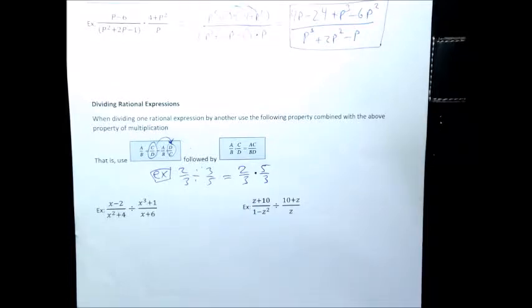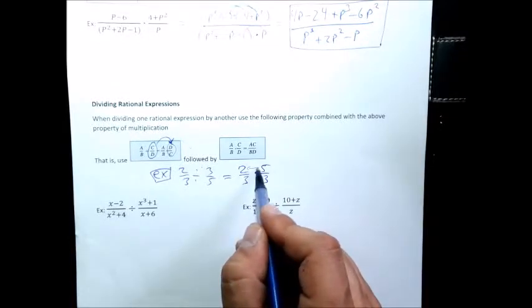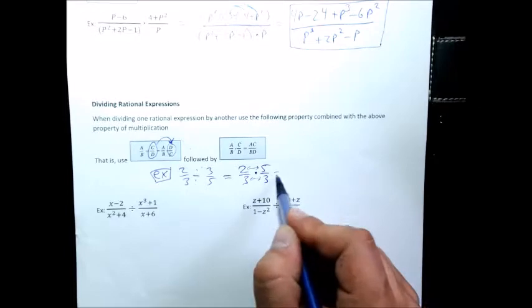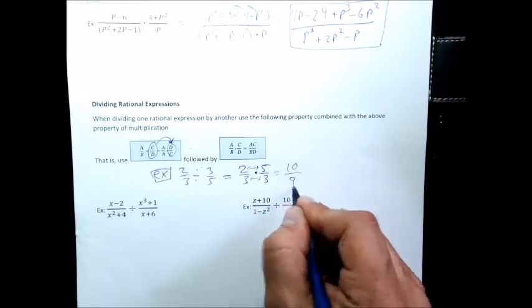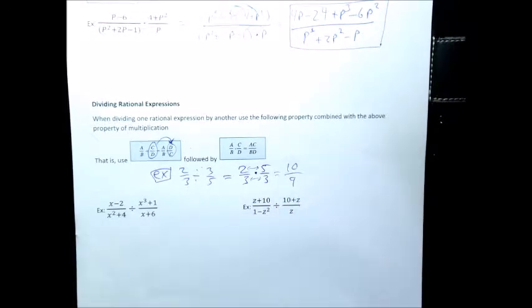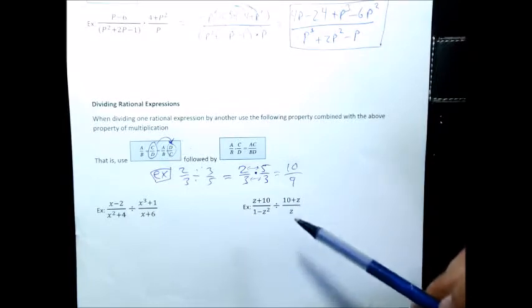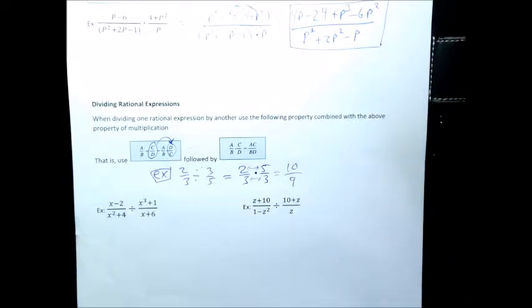And then we just multiply straight across the top. We do the 2 and the 5 together, and the 3 and the 3, and we get 10 over 9. Okay, and it's the same thing with these more complicated fractions. We'll just have to do some distribution and things like that. Any questions about that property?